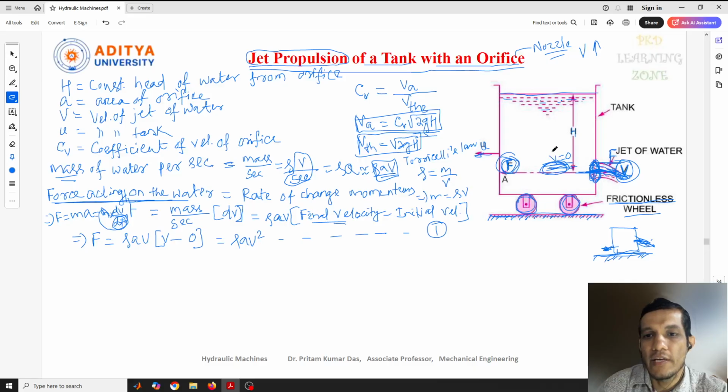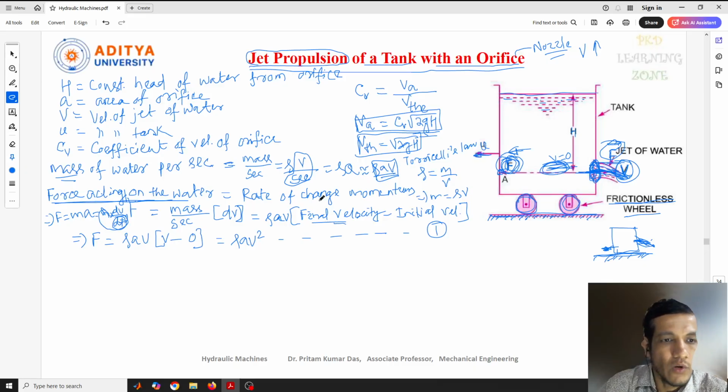This force is equal to the reverse force. As per Newton's third law of motion, every action has an equal and opposite reaction. If this is the action, this is the reaction part. Both forces are equal. Due to this velocity, the fluid coming out gives a reaction force, so the tank starts moving in the opposite direction.